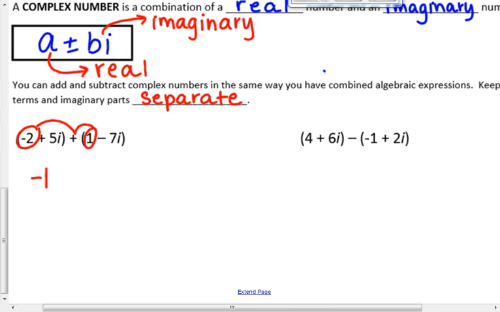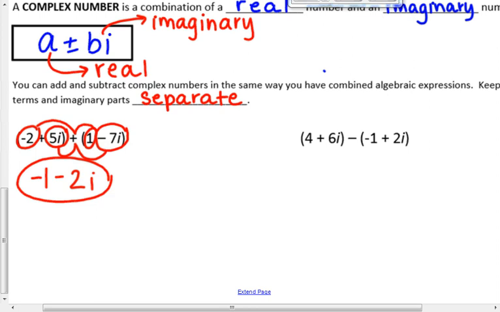Then I'm going to look at my imaginary terms, 5i and -7i. Keep the sign. 5i plus -7i. That's going to be -2i. It's not i squared because I'm adding. If you're adding or subtracting, you're not going to create an i squared. Only if you multiply do you create an i squared. There's my final answer.